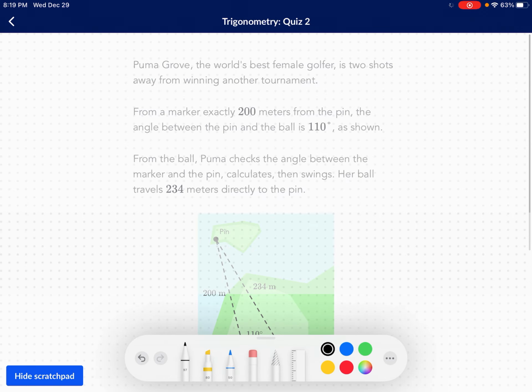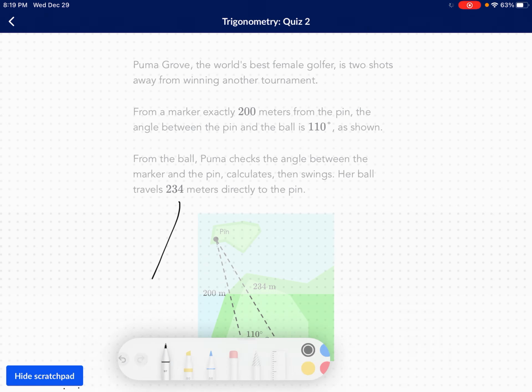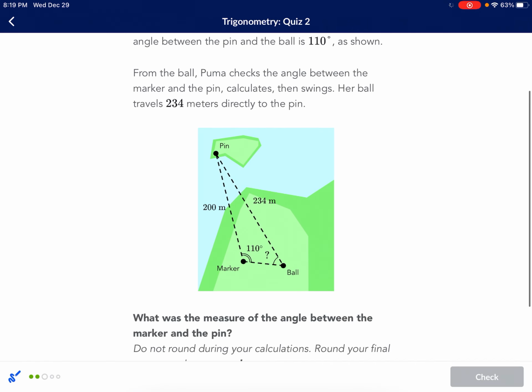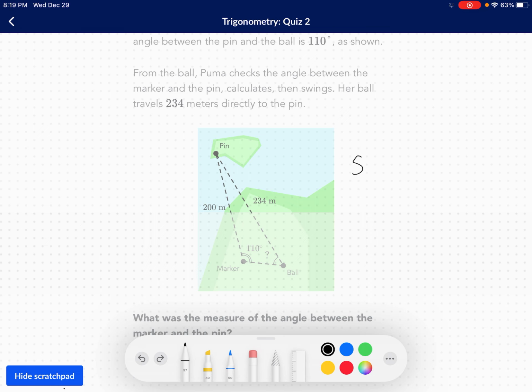This looks like a law of sines question. So, hold on. Yeah, this looks like a law of sines question. So sine of 110 degrees over 234 meters equals sine of unknown x over 200, and just cross multiply. Let's do this in a calculator.